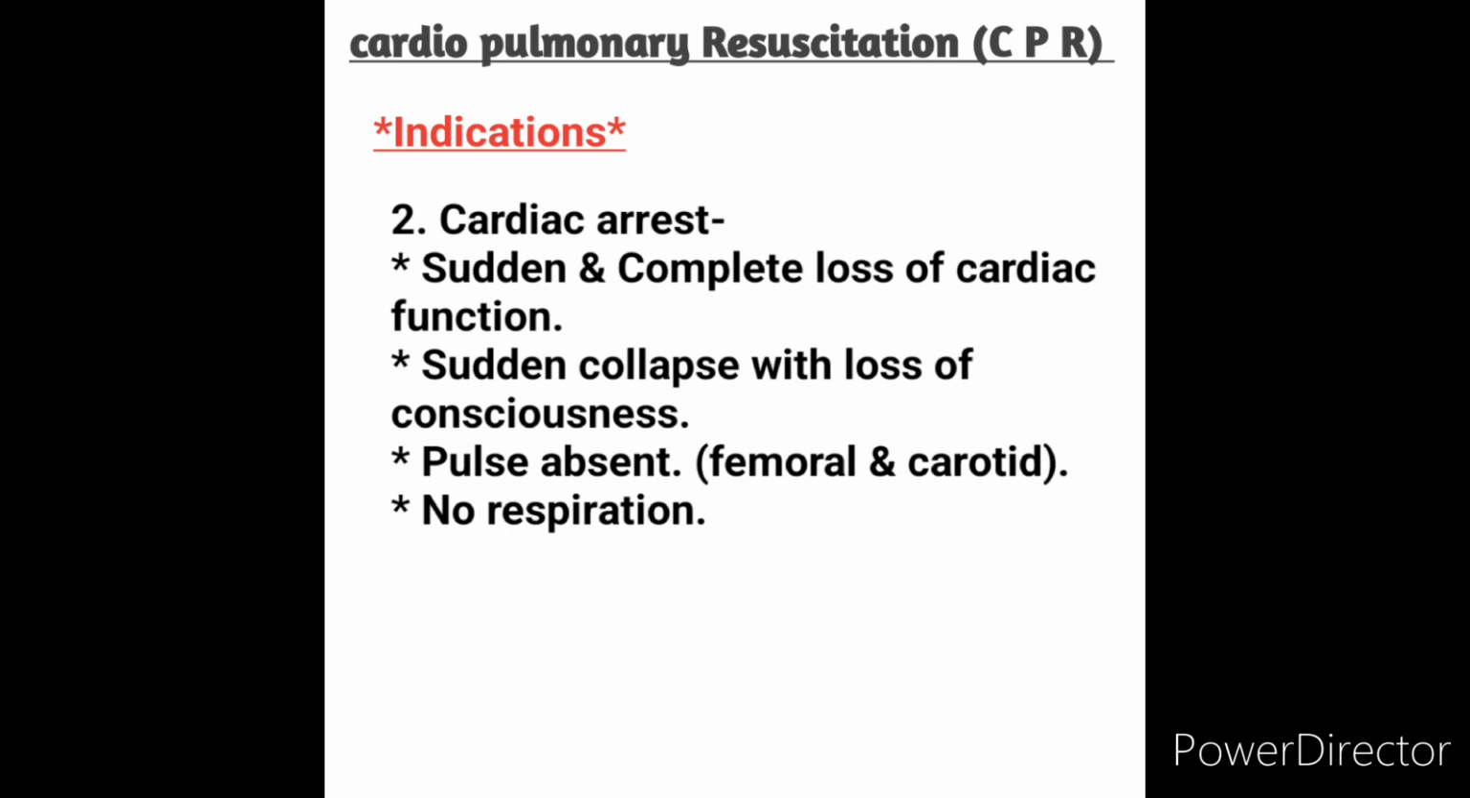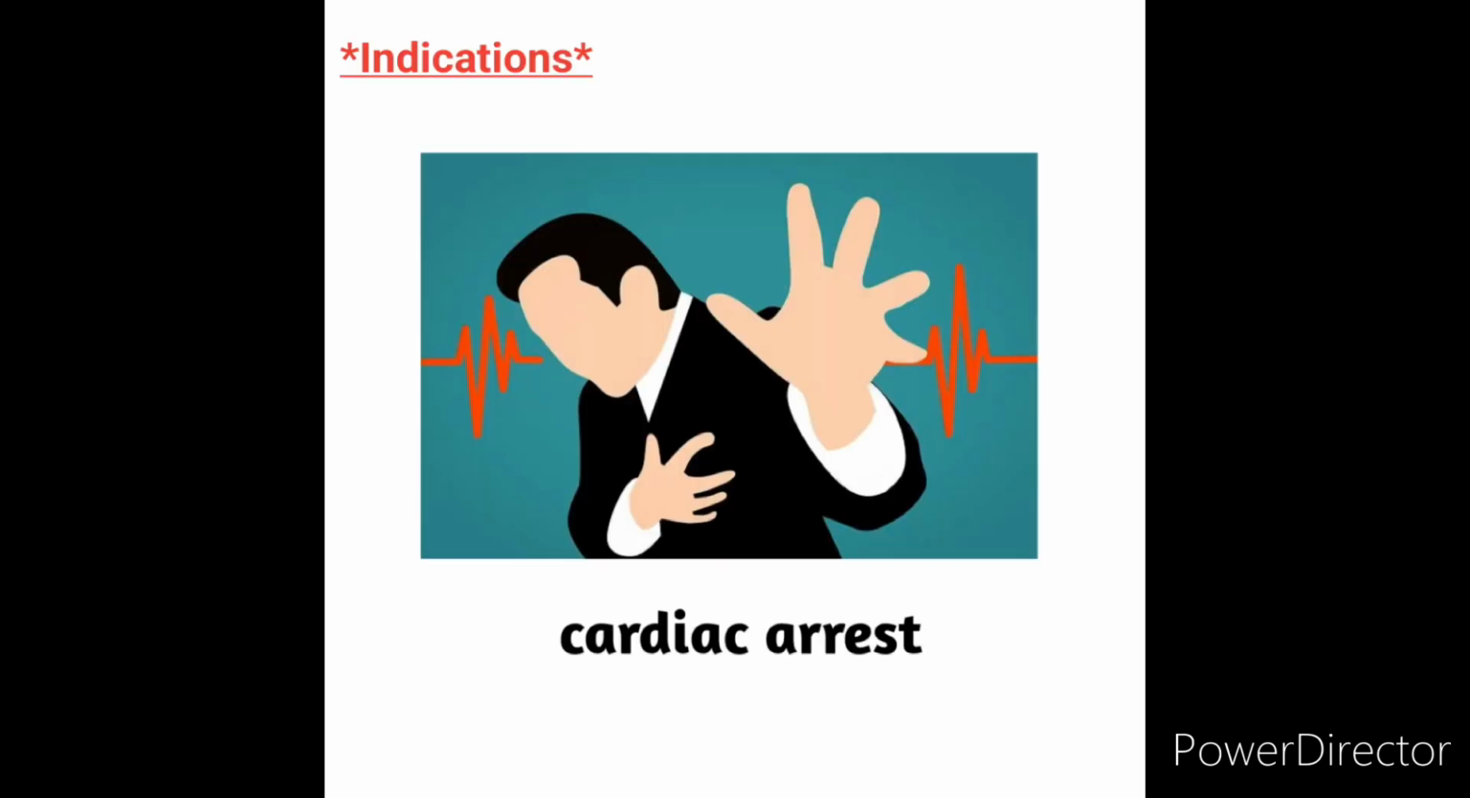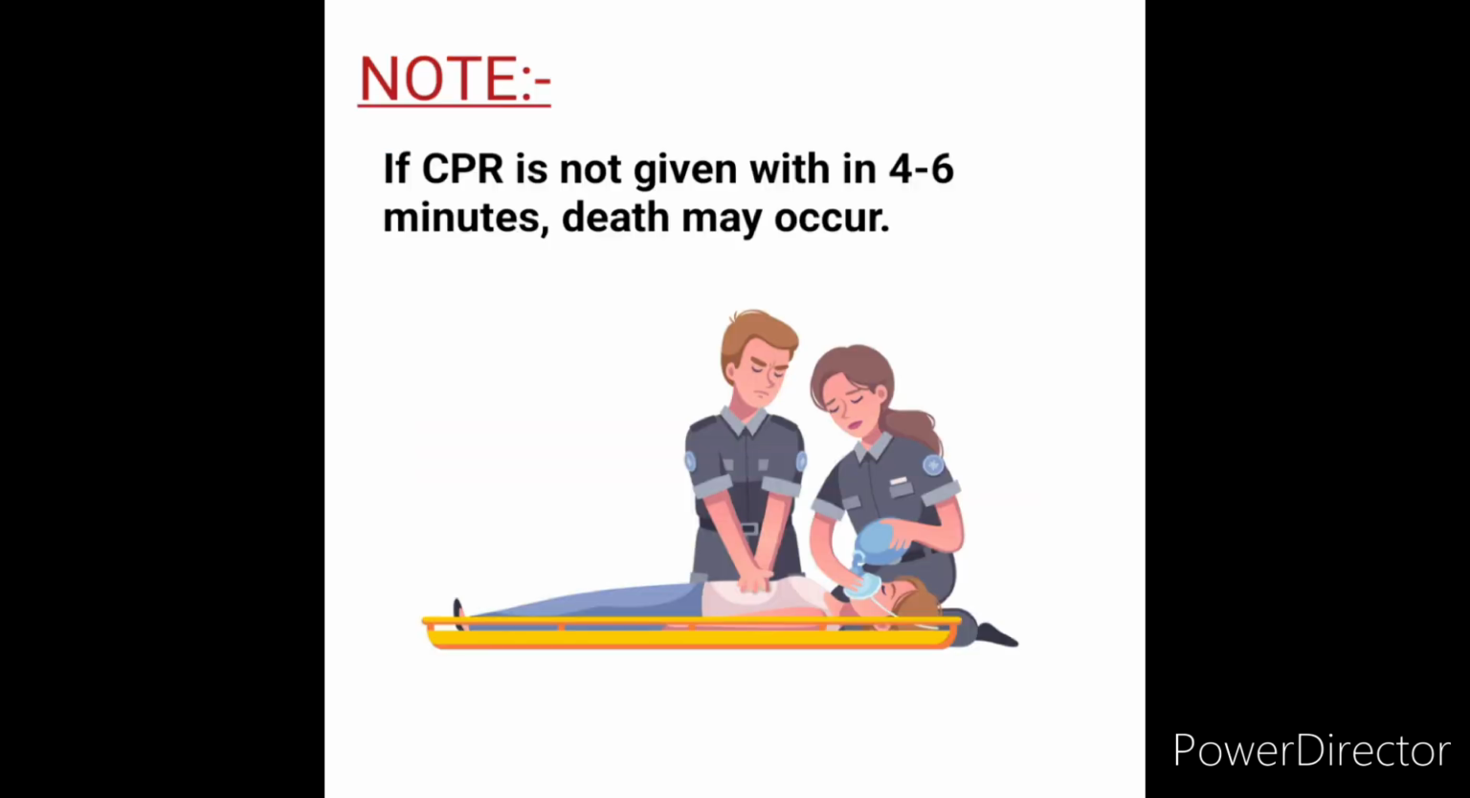Next, cardiac arrest. The second one is sudden and complete loss of cardiac function, a sudden collapse with loss of consciousness, the pulse absent and no respiration. We have to check the pulse not peripherally, friends, but femoral and carotid, the carotid pulse. You can see some pictures here, friends. This is a type of indication, cardiac arrest. Note: if CPR is not given within 4 to 6 minutes, death may occur.